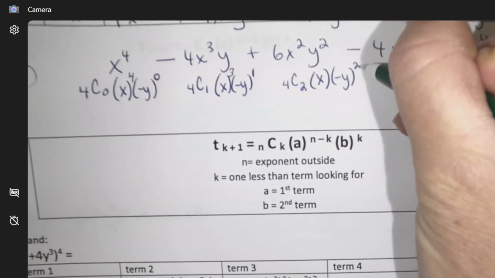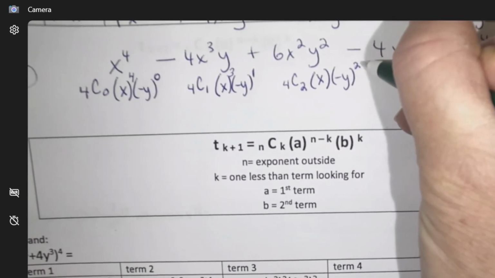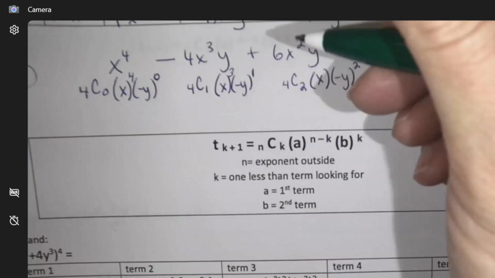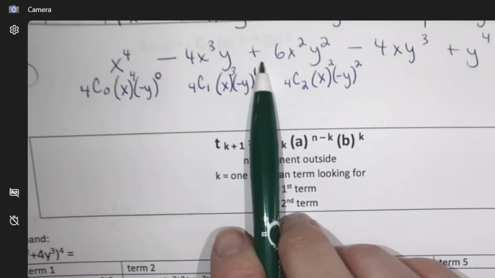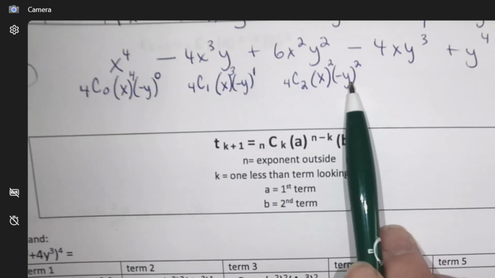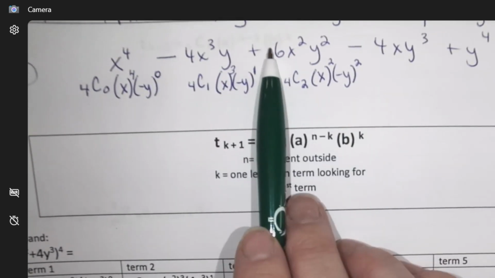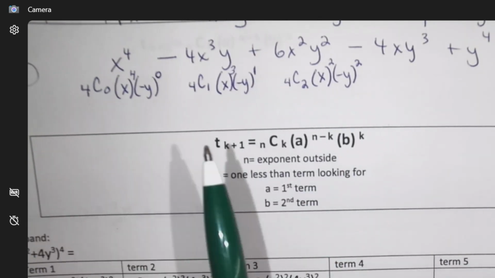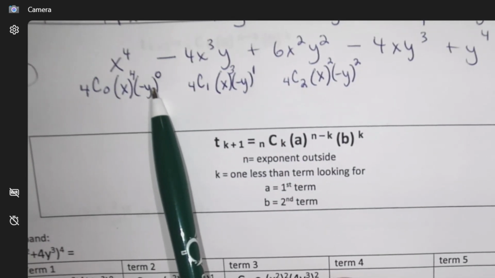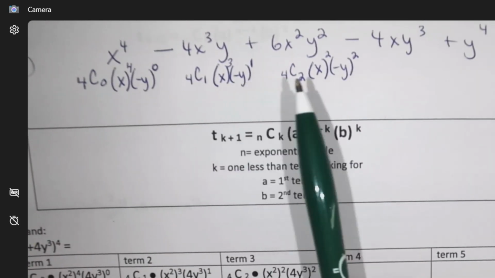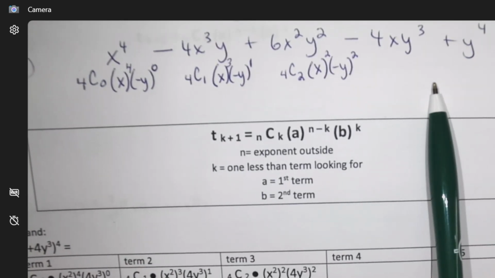This choose number has to match the exponent there. And then this exponent is the subtraction, so they have to add up to 4. This is why I got a positive on that, because what is negative y squared? Positive. So this is why I'm alternating positives and negatives, because here this negative y business was to a 0, so that's positive. Now it's negative, now it's positive. On the next one it would get cubed, which will turn it back to negative.